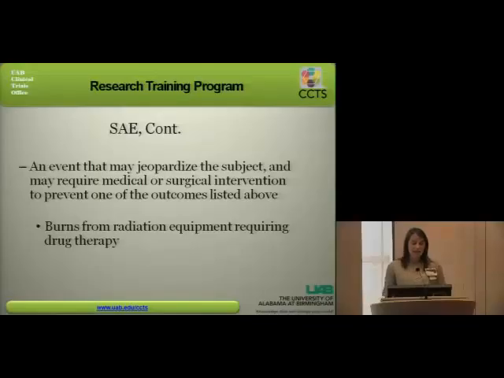Another example of an SAE would be cancer. An SAE is an event that may jeopardize the subject and may require medical or surgical intervention to prevent one of the outcomes listed above. An example would be burns from radiation equipment requiring drug therapy.